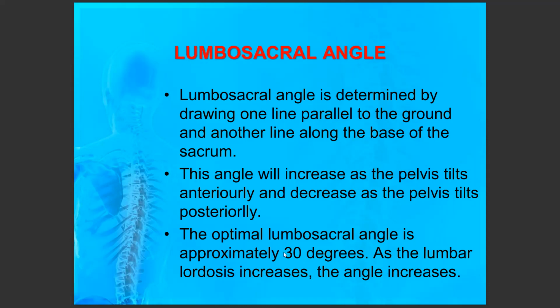Similarly, if there is an anterior pelvic tilt, there will be an increase in this angle. And if there is a posterior pelvic tilt, there will be a decrease in this angle. Because with the anterior pelvic tilt, there is an increase in the lordosis. So with increased lordosis, this angle increases. So we can say that the anterior pelvic tilt as well as the increase in lordosis both lead to an increase in the lumbosacral angle, and vice versa for the posterior pelvic tilt and decrease in lordosis.